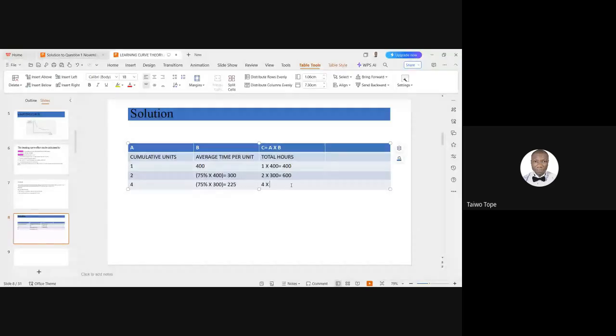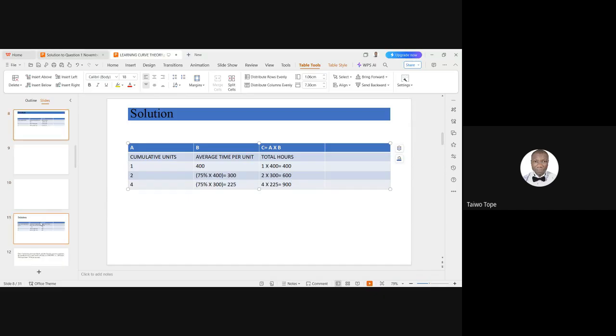It will be 4 multiplied by 225. We have it as 900. We have it as 900. So the average time for the second unit is 300. For the fourth unit is 225.